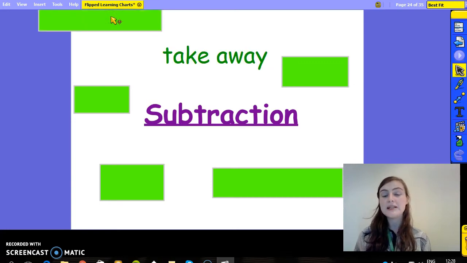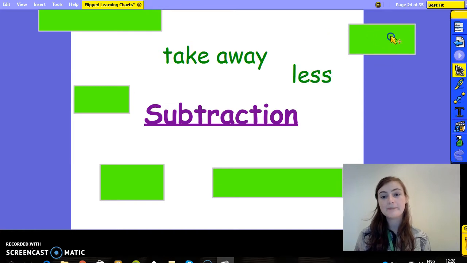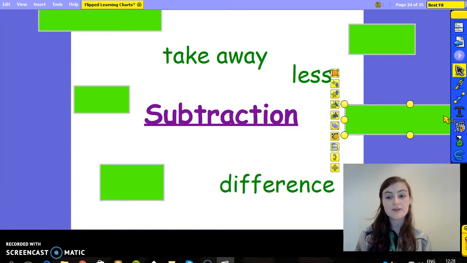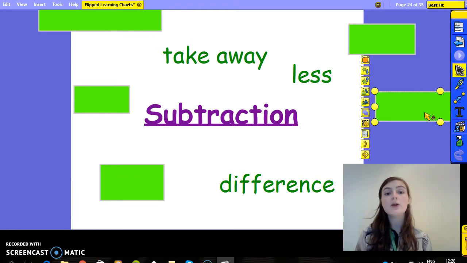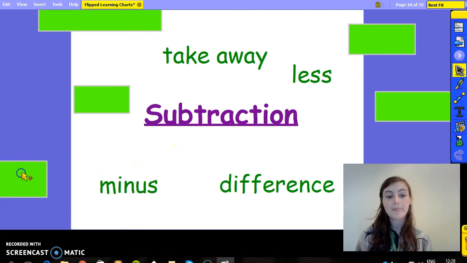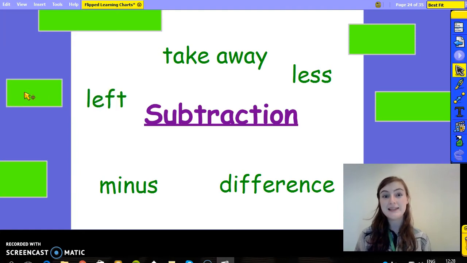Subtraction also means take away. Less. When we subtract, our total is less. The difference. When we are subtracting, we are finding the difference between two numbers. Minus is another word for take away. And left. When we are subtracting, we are finding how many are left over when we've taken some from a group. Well done if you got all the words right.